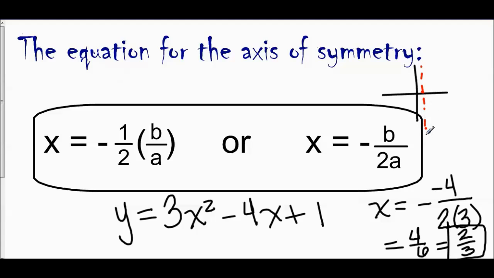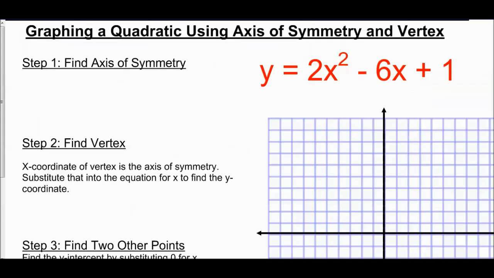That's where my parabola would be reflected. I can tell it's going to be positive because it's going to be pointing up. It's going to be very skinny because it's 3x, and it's up 1 because it is a positive 1. So our graph would look something like that. Just a very rough sketch.